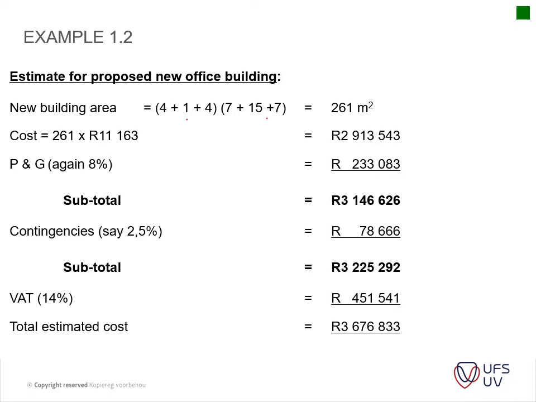Okay, so make sure that you are familiar with how to calculate or measure these items, and then calculate your total square meter area. You multiply that with your area tariff that you calculated. You add P's and G's to it, and you add your contingencies to it, and then your VAT. And then you have your new total estimated cost. Okay, so very straightforward. This is basically what we did in class already.